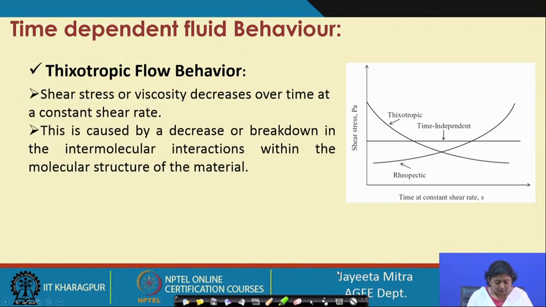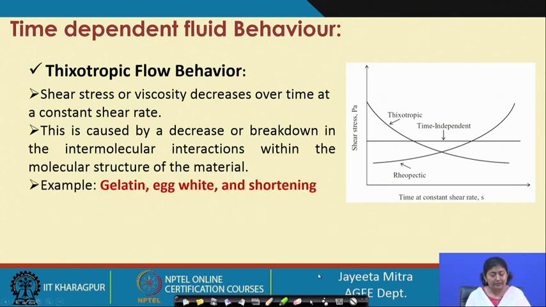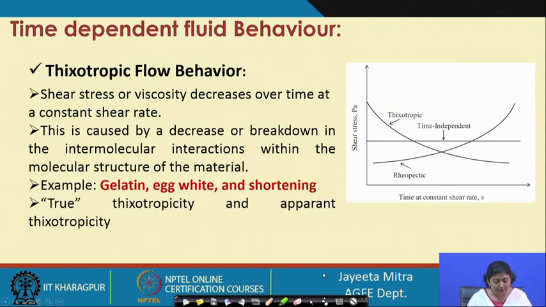Okay. So, the shear stress or viscosity that decreases over time at constant shear rate is caused by a decrease or breakdown in the intermolecular interaction within the molecular structure of the material. For example, gelatin, egg white and shortening. Now, here also we can see this kind of behavior like true thixotropy and apparent thixotropy.